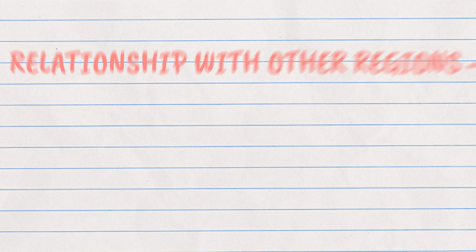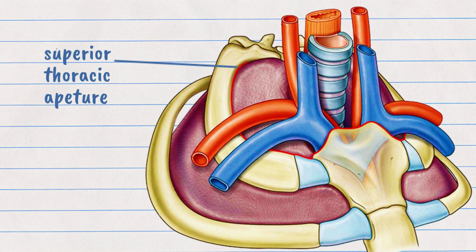Relationship to other regions. 1. The neck. The superior thoracic aperture provides a direct connection to the root of the neck, offering a pathway for structures that link the thorax to this adjacent region.